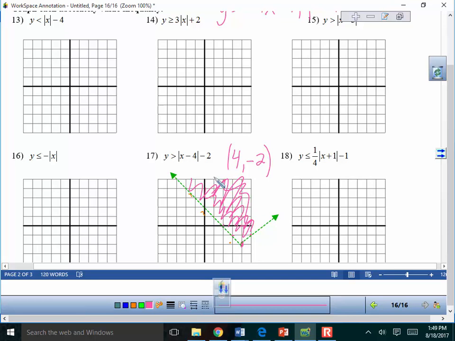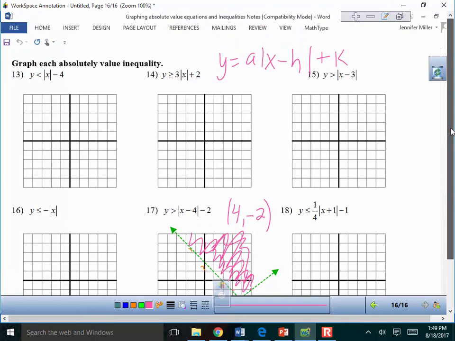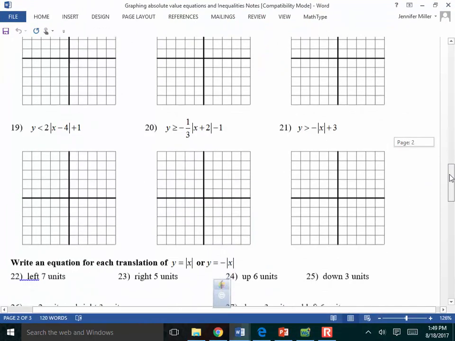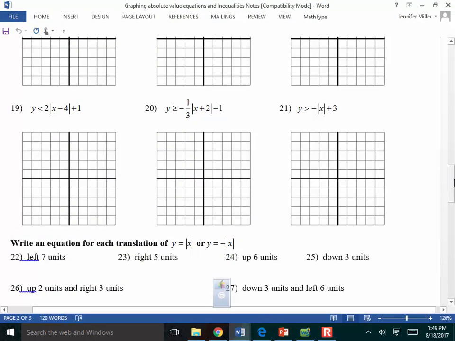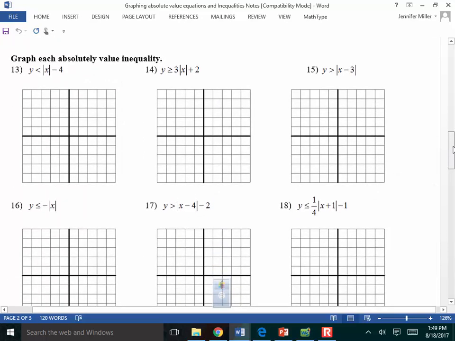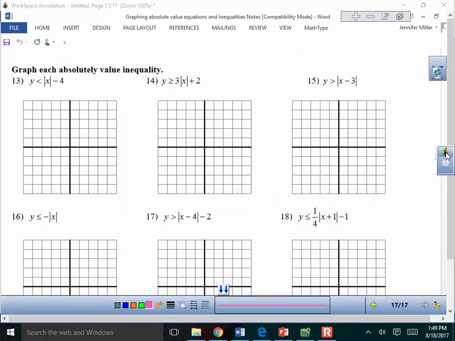Let's look at, do you see another one on the back that you guys want to do? 14. Okay. On 14, what is the vertex going to be, Christian with a K? 0, 2. All right, so I go to 0 and I go up to 2. Where do I go from here? You got your slope, which is up there. And is this going to be a solid line or a dotted line, Harrison? It's going to be a solid line.